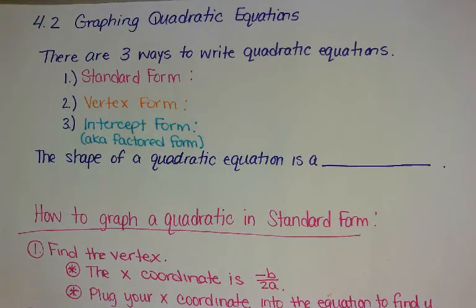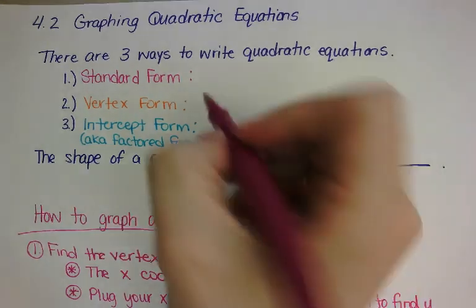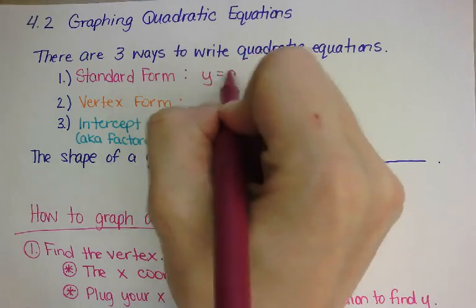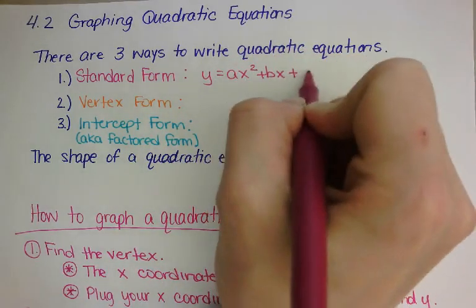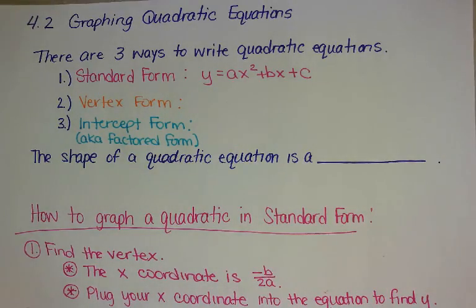4.2 is graphing quadratic equations. There are 3 ways to write quadratic equations. One is standard form. Standard form is when you have your x squared term first, then your x, and then your constant.